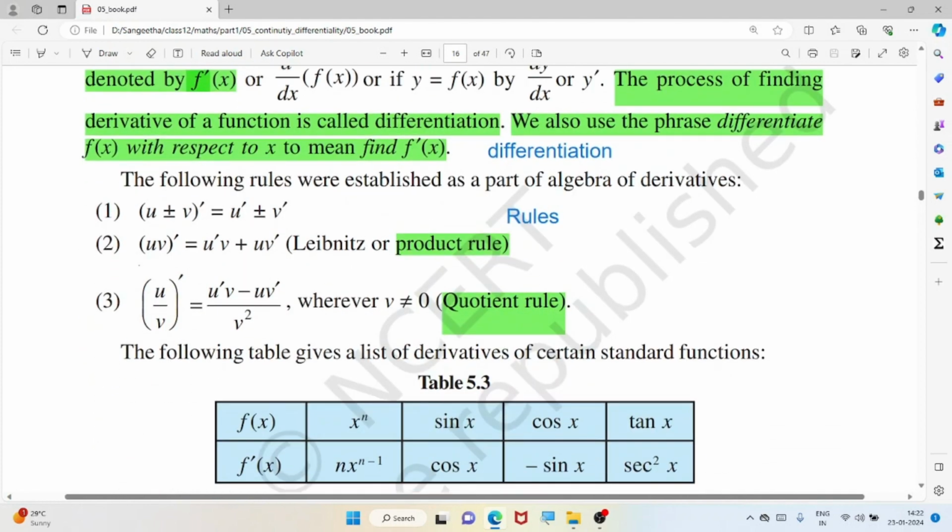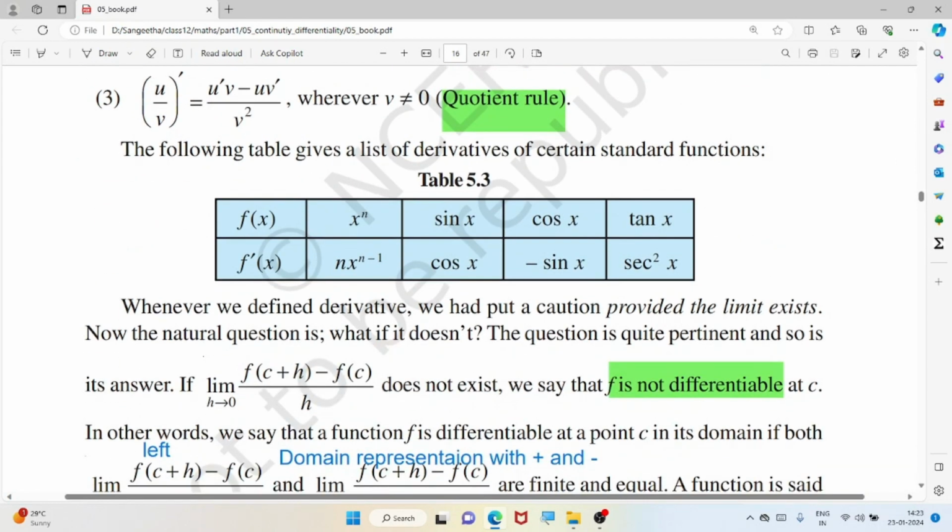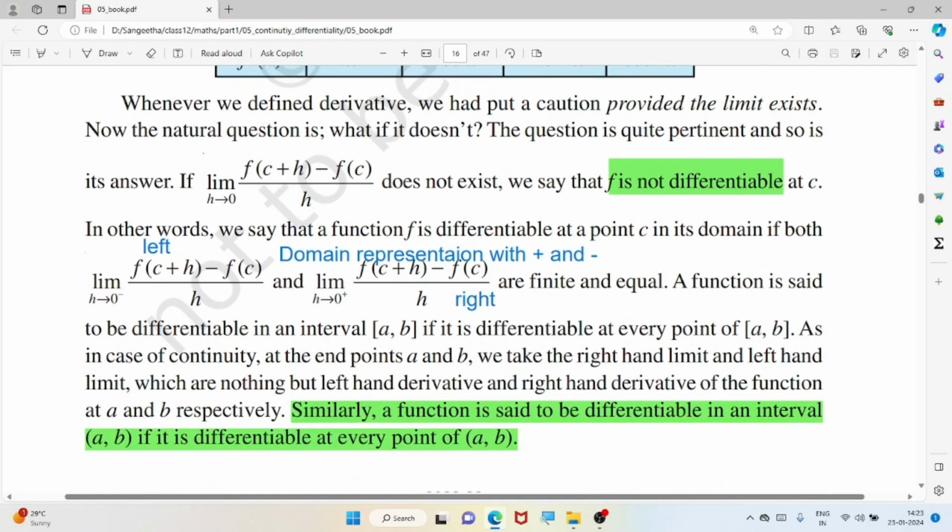These are the rules of differentiation. u plus or minus v dash is u dash plus or minus v dash, product rule, quotient rule. So x power n, derivative is n x power n minus 1. This is the derivative of x power n. Similarly for sine, cosine, tan. If this limit does not exist, we say that f is not differentiable at c.